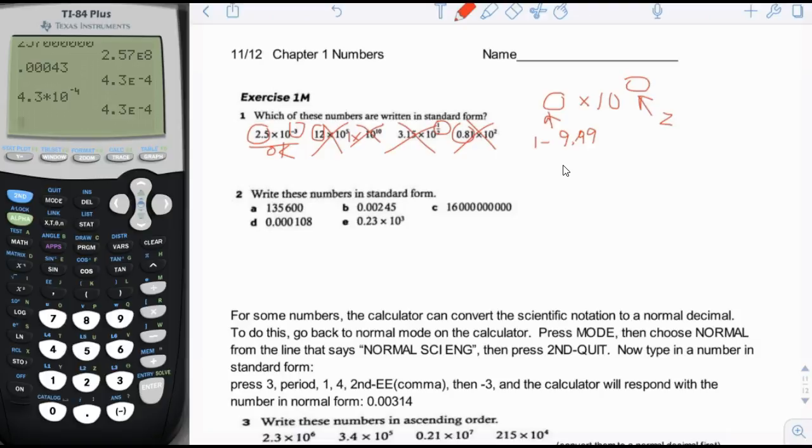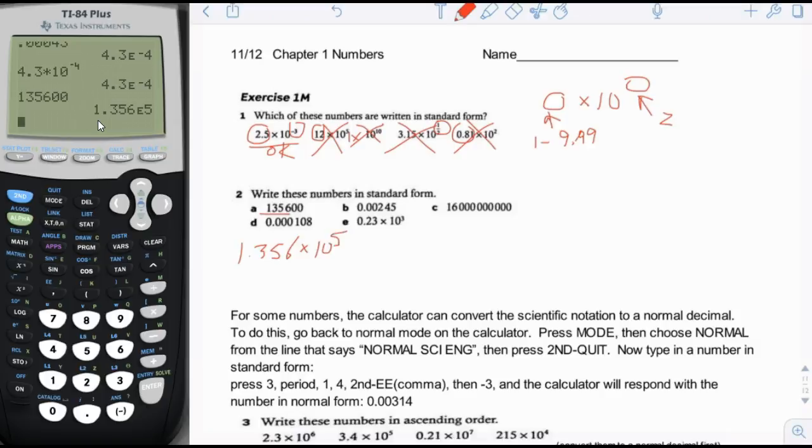Number 2, write these numbers in standard form. Okay, so we're just going to use the calculator to do this. First one is 135,600. Hit enter. So it's going to be 1.356. And if I want to keep all the significant figures, I basically go up to the 6, just like the calculator gave me. And then I put 10 to the 5th.